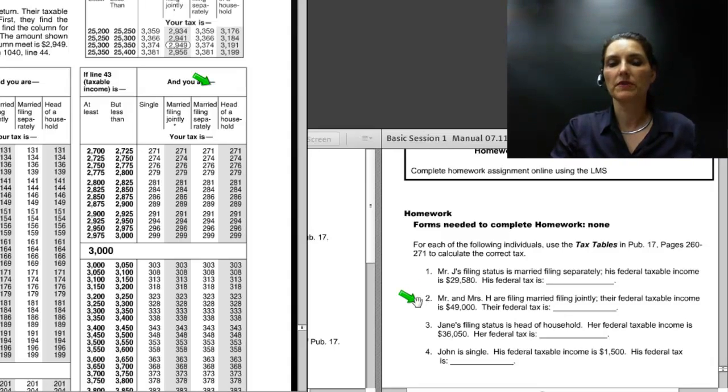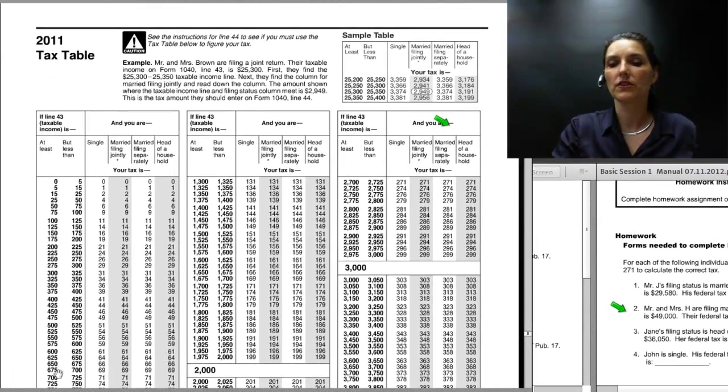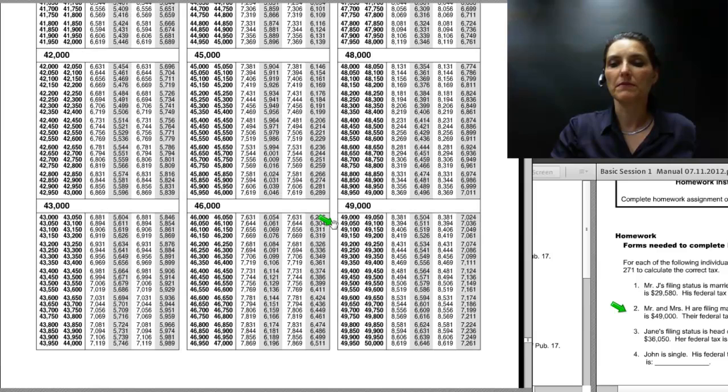Therefore, we're going to go to the column that says if your income is at least $49,000 but less than $49,050. We then move over to the married filing joint column, and you should have entered onto your answer sheet $6,504. So the amount of tax owed by Mr. and Mrs. H based on their filing status and taxable income is $6,504.